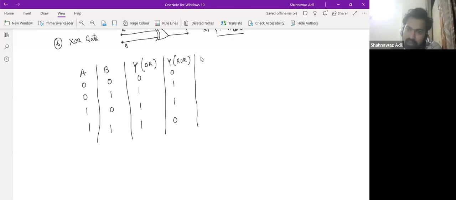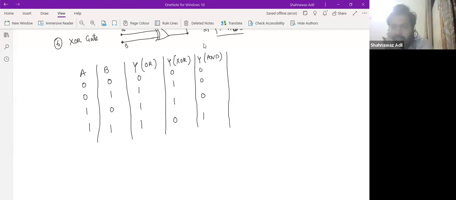And then what is the AND gate? So AND gate is 0, 0, 0, and then 1. Is there a ZAND? No, there is no ZAND gate, right? If I remember it correctly, there is no ZAND gate.